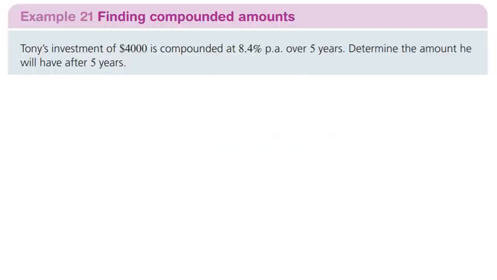We'll practice with another one. Tony's investment of $4,000 is compounded at 8.4% per annum over 5 years. Determine the amount he will have after 5 years. Okay, so we write out the formula. A equals P multiplied by 1 plus R divided by 100, close bracket, to the power of T. Then I work out what each part is. So the principal, or the starting amount, in this case is 4,000.